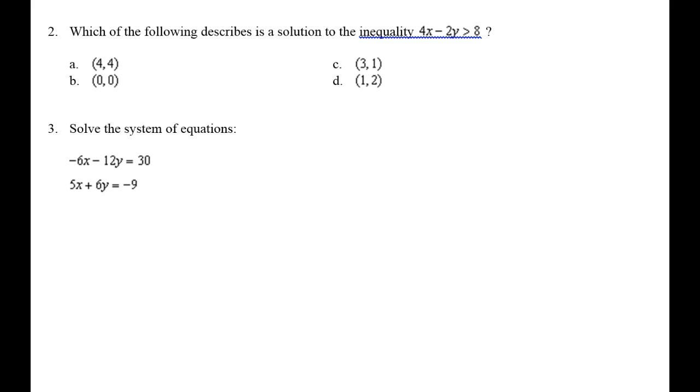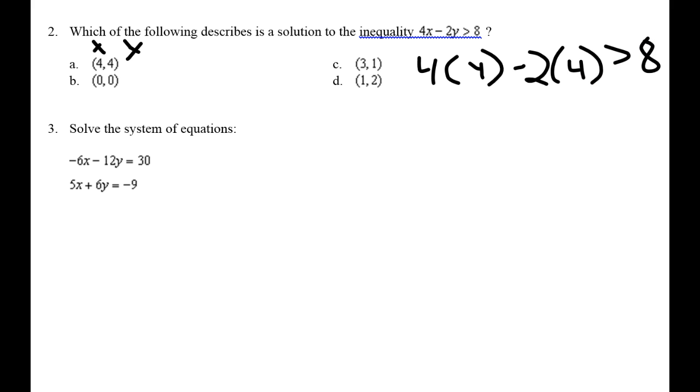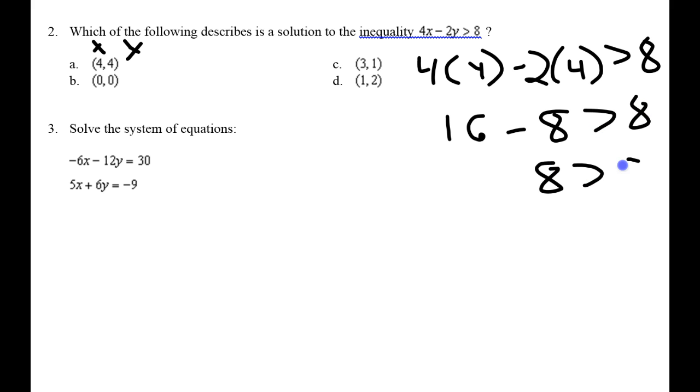I'm going to test out A, which is 4, 4. I know 4 is an x value, and I know the other 4 represents a y value. So when I plug in those 4's for my x and my y, I will end up with 4 parentheses 4 minus 2 parentheses 4 is greater than 8. 4 times 4 is 16. Negative 2 times 4 is negative 8 is greater than 8. 16 minus 8 is 8, and 8 is not greater than 8, so A is not a solution.